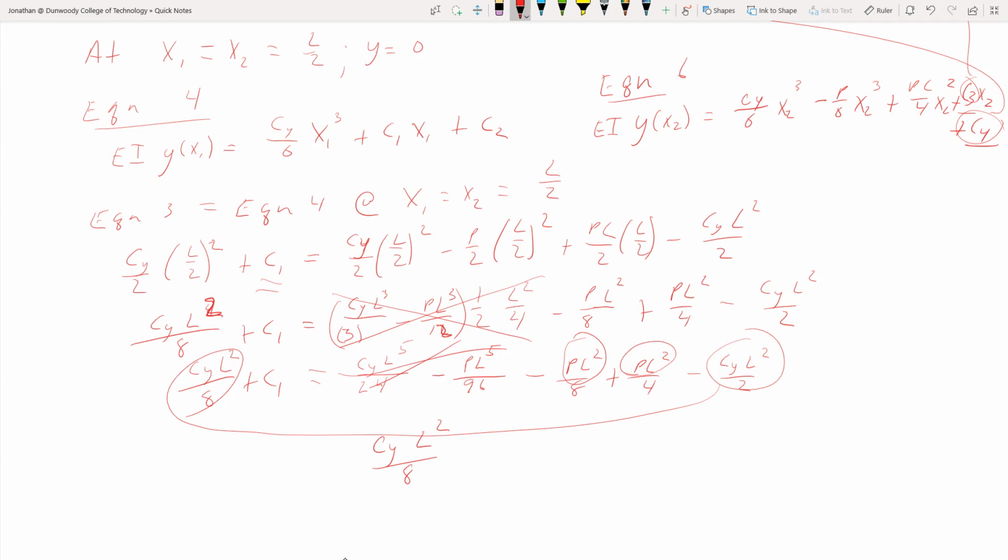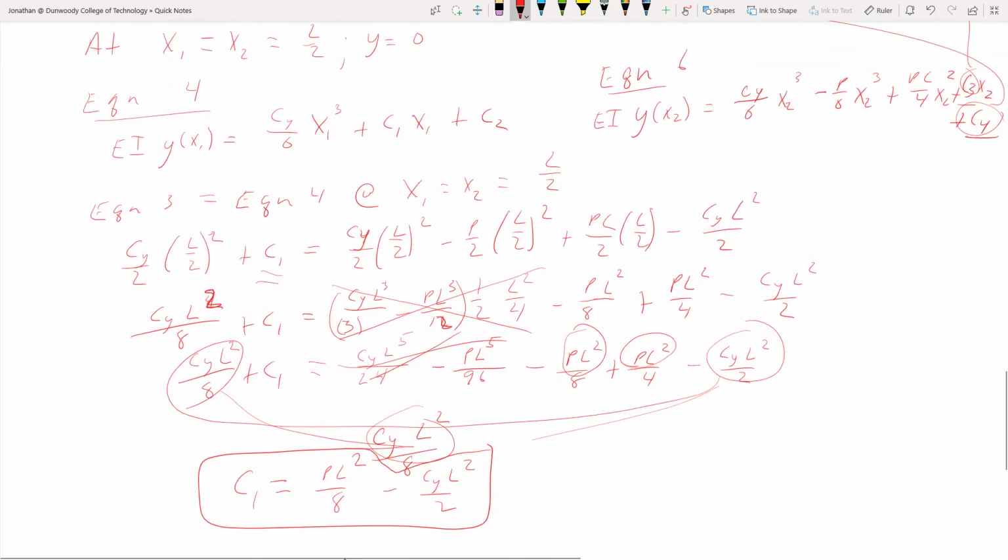So as I subtract this term from that, that one's going to collapse with this one and this one. So we find then, okay, that simplifies things up quite a bit. C1 works out to be PL squared over 8 minus CYL squared over 2. Alright, so we've got 3 of our constants done. C1, C3, C4.